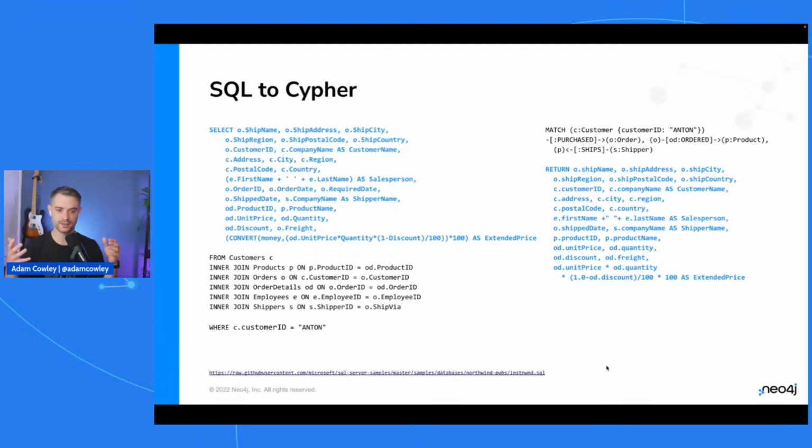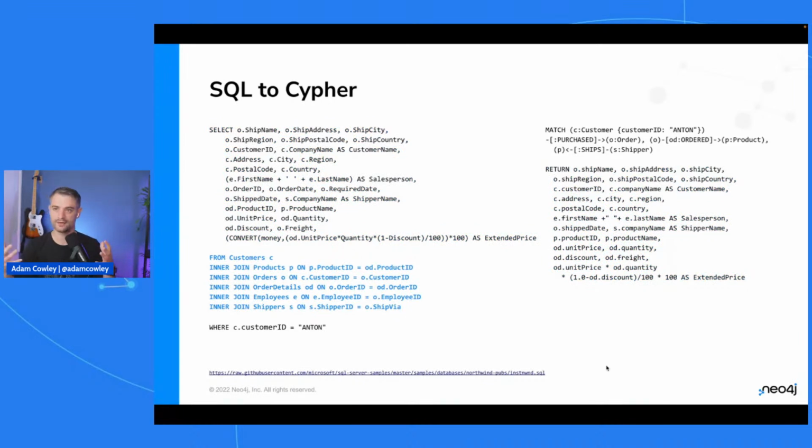The select clause and the return clause are pretty much identical here. There are a few changes: there's no convert function like there is in SQL Server, and the extended price is calculated a little bit differently, but everything else looks exactly the same. We're using the reference of the table, and then either the column name or the property name to return the data that we're interested in.